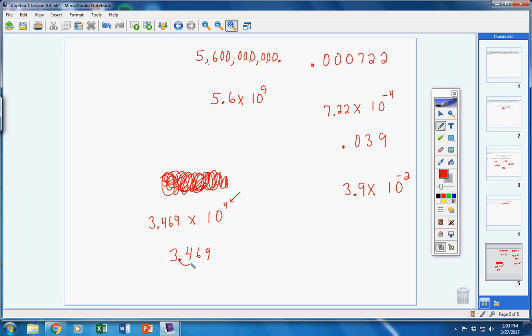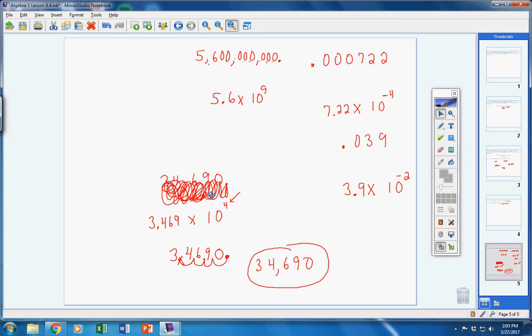Are you ready? 1, 2, 3, 4. So I got to put a 0 here. So the decimal's no longer here. The decimal's here. So now I have 34,690. Now let's see if that's right, shall we? Let's get rid of this blob right here and look at that. 34,690. So I simply move the decimal 4 places. Very, very simple. Not difficult. Let's try another one.